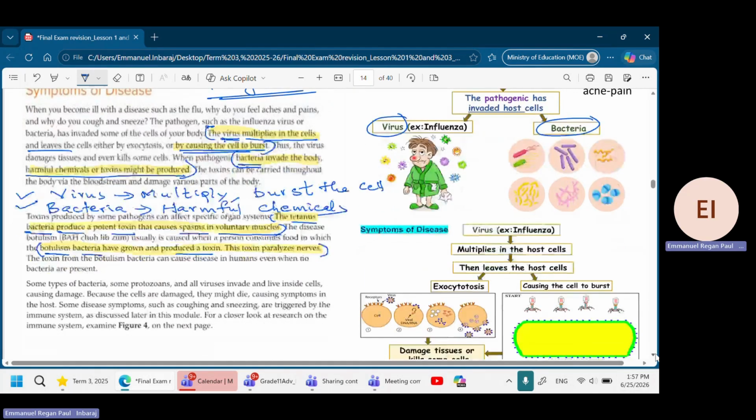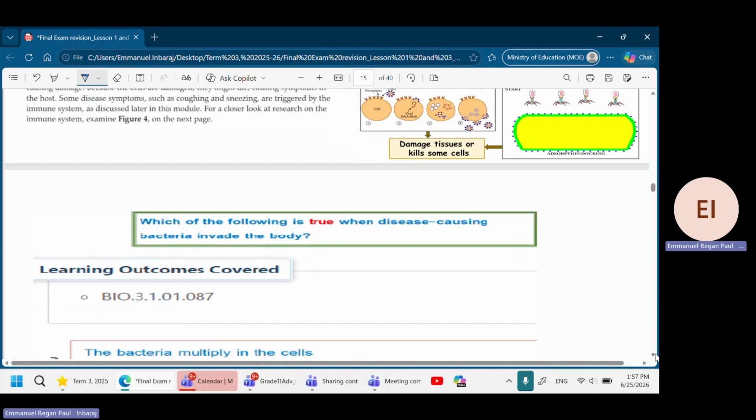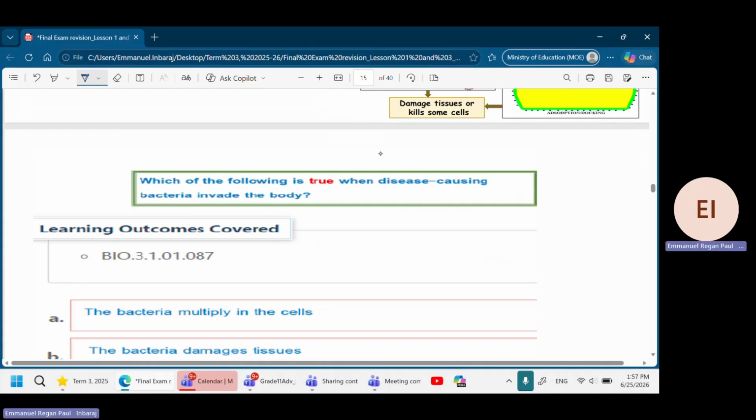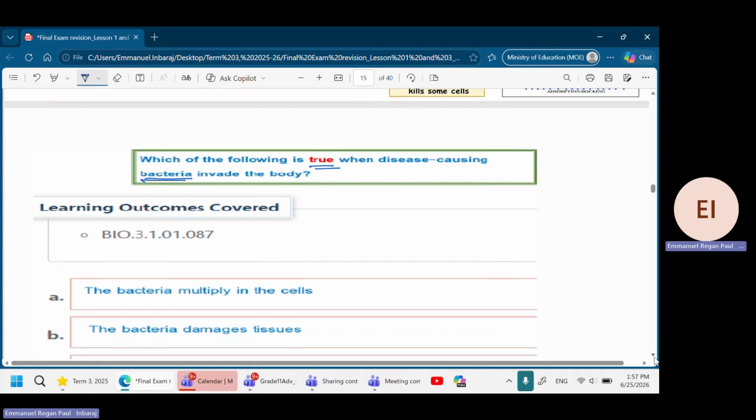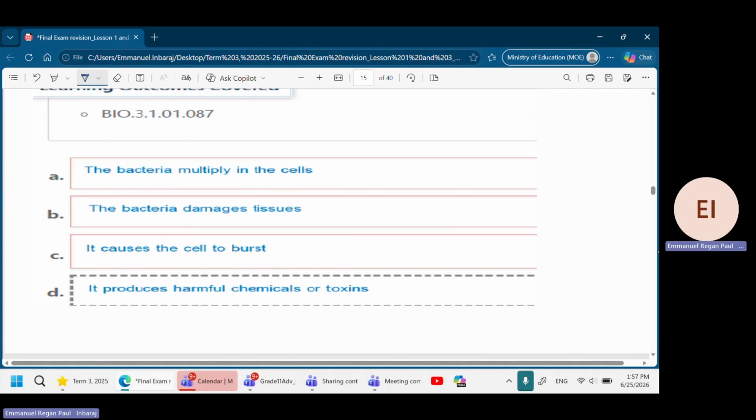How are the questions going to be? Yeah, here is a question. You see, I told you. They're asking you, which of the following is true when a disease causing bacteria invades the body? So what will happen if the bacteria invades the body? The bacteria will release harmful chemicals.